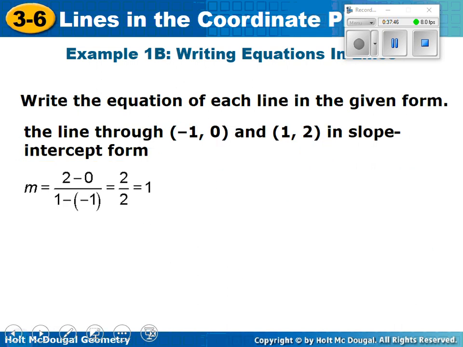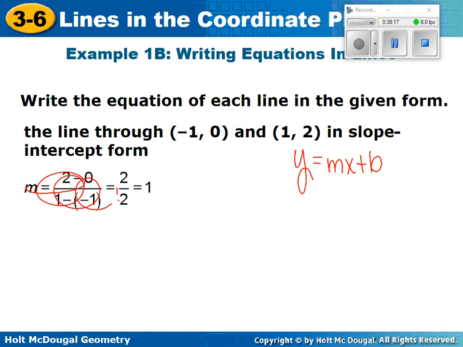Next one is a little harder. Yours shouldn't have this, so ignore that right there. So again, they want us to write an equation of the line. This time they give us 2 points, and they want it in slope-intercept form. What is slope-intercept form? Awesome. So what are the two things in this equation that have to have a number in their place? M and B. So we've got to find slope and the y-intercept.